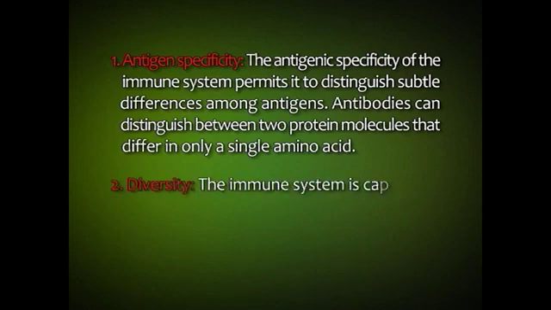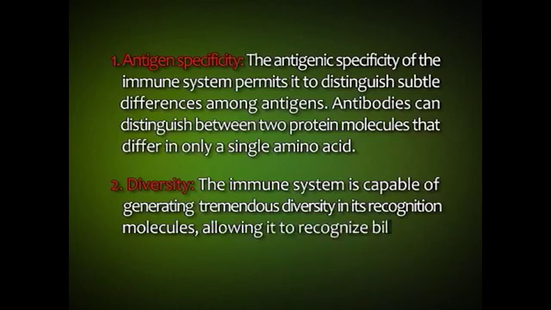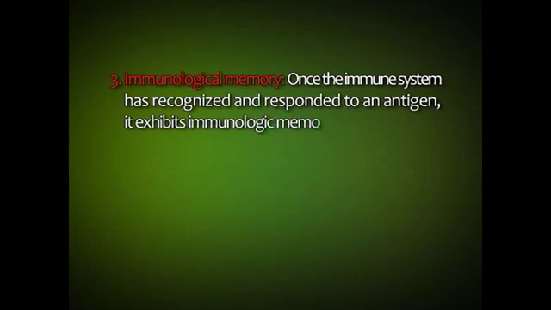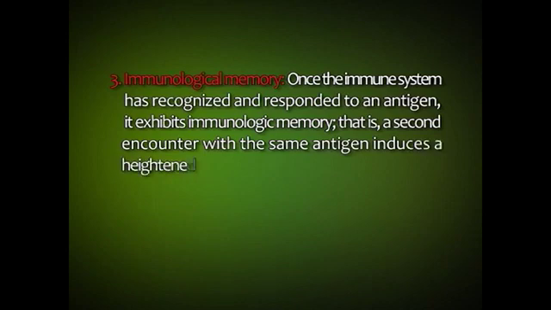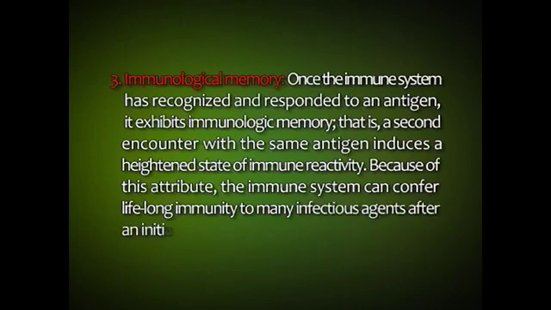Diversity. The immune system is capable of generating tremendous diversity in its recognition molecule, allowing it to recognize billions of unique structures on foreign antigens. Immunological memory. Once the immune system has recognized and responded to an antigen, it exhibits immunologic memory. That is, a second encounter with the same antigen induces a heightened state of immune reactivity. Because of this attribute, the immune system can confer lifelong immunity to many infectious agents after an initial encounter.